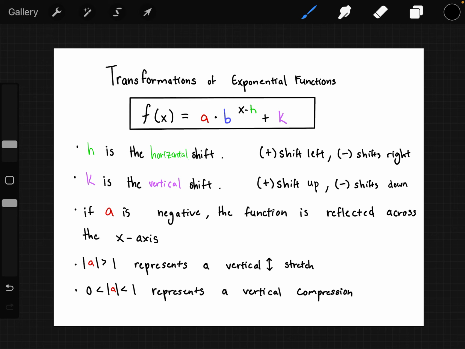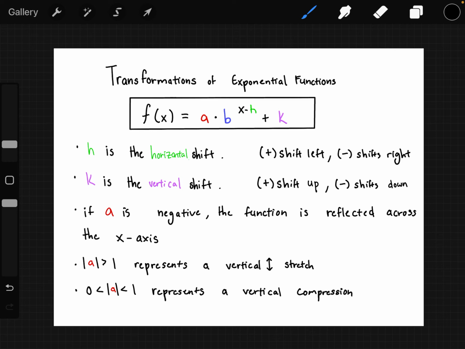Here are some transformations for exponential functions. So h is the horizontal shift. If it's negative, it'll shift to the right, and if it's positive, it'll shift to the left. k is the vertical shift. Positive shifts up, and negative shifts down.